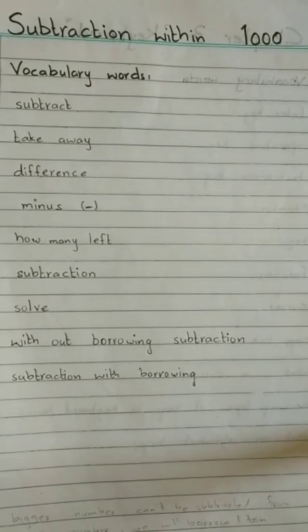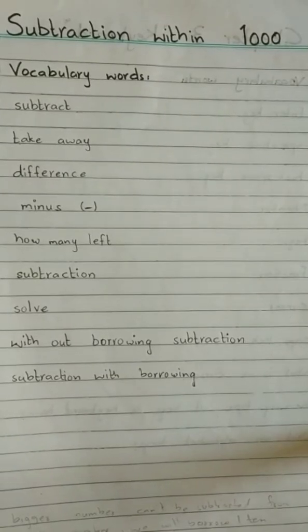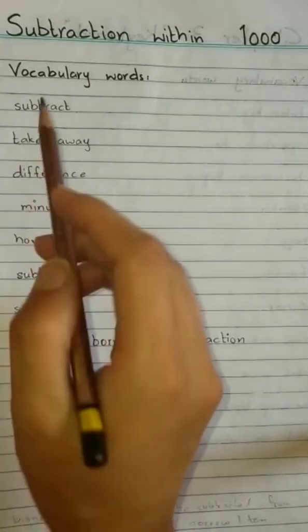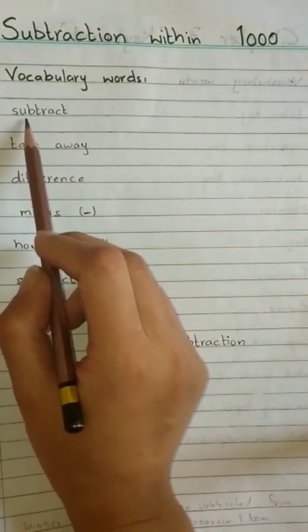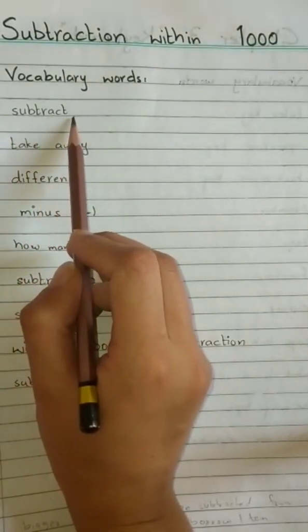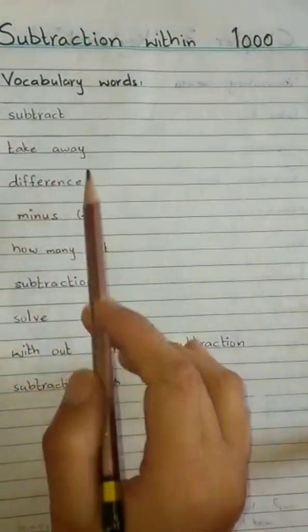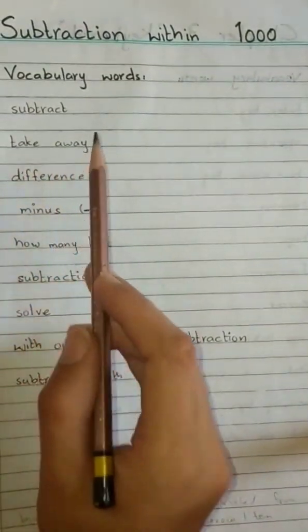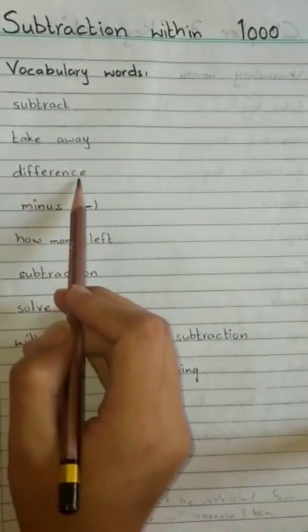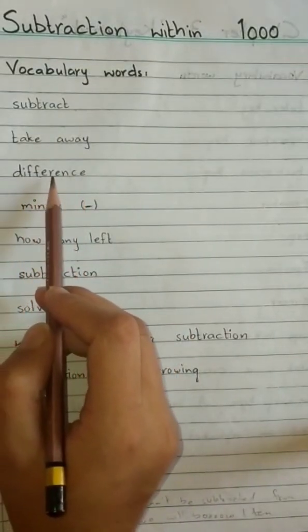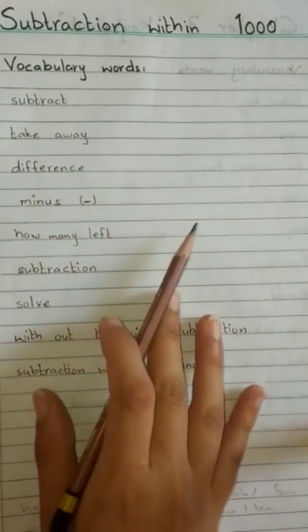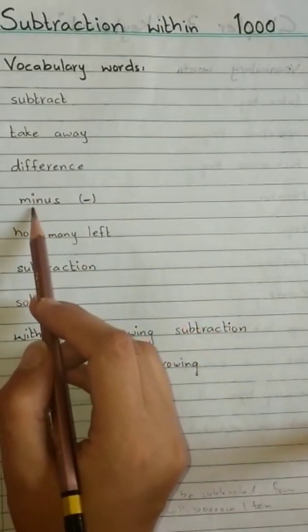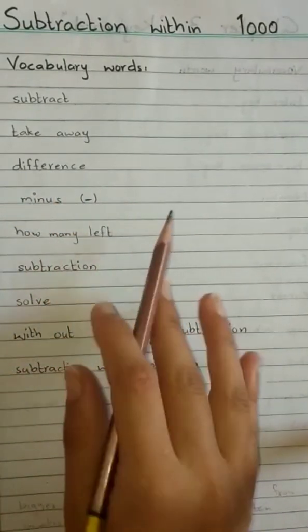Today we are going to do subtraction within thousands. There are some vocabulary words. Subtract, S-U-B-T-R-A-C-T, subtract. Take away, T-A-K-E, take away, A-W-A-Y, away. Difference, D-I-F-F-E-R-E-N-C-E, difference. Minus, M-I-N-U-S, minus.